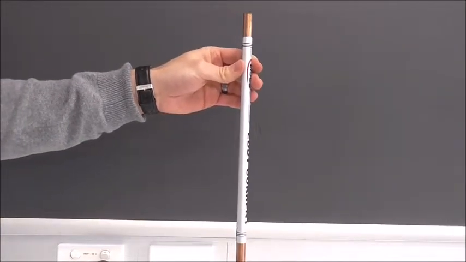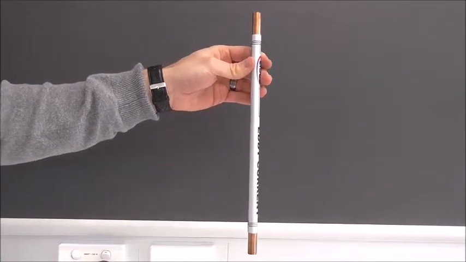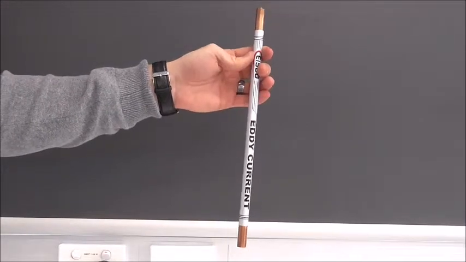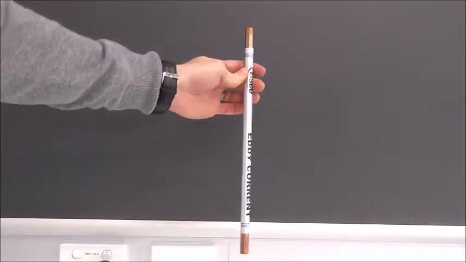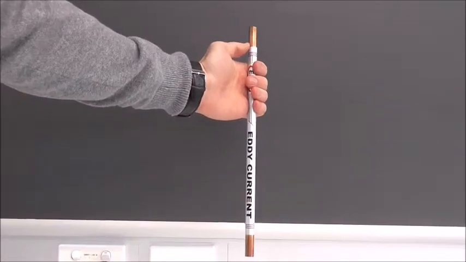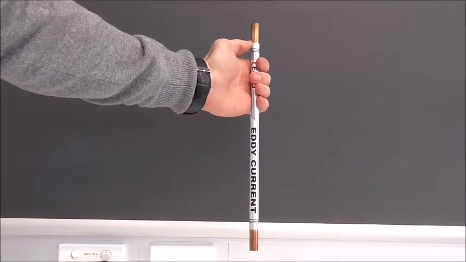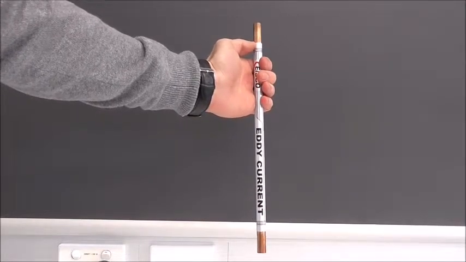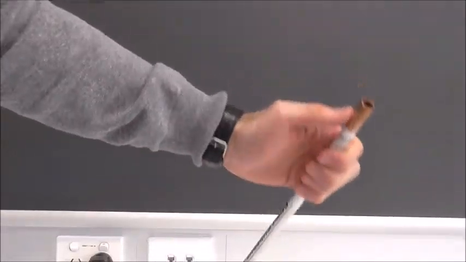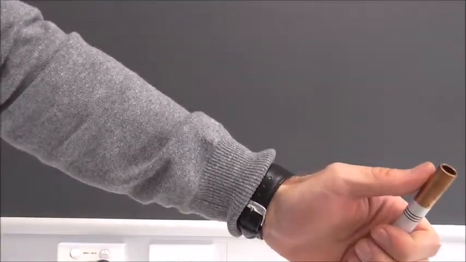Alright, so an interesting application of Lenz's law can be seen in this pipe here. You can see on the top and bottom it's got a sticker on it that says eddy current. Maybe I'll bring it a bit closer, but it's a copper tube.